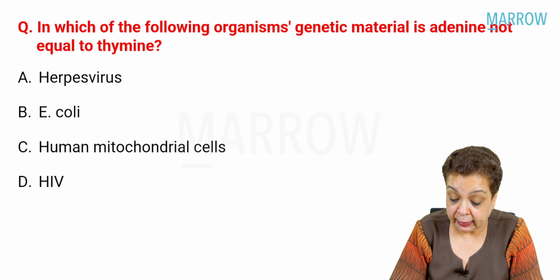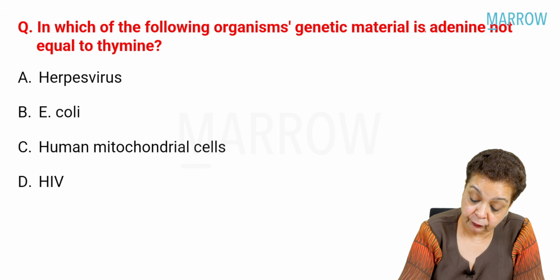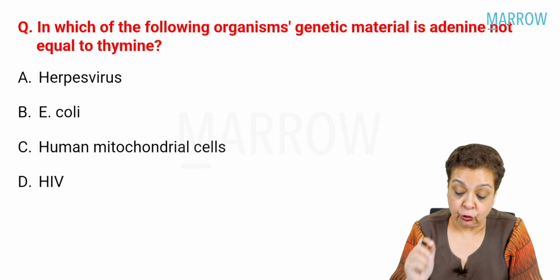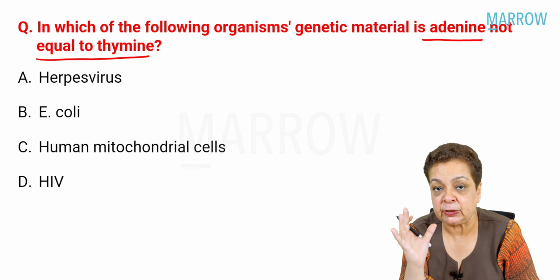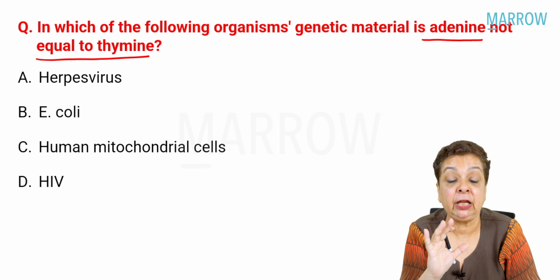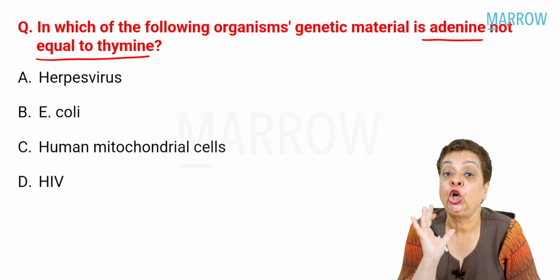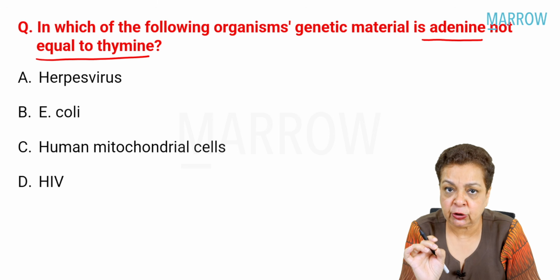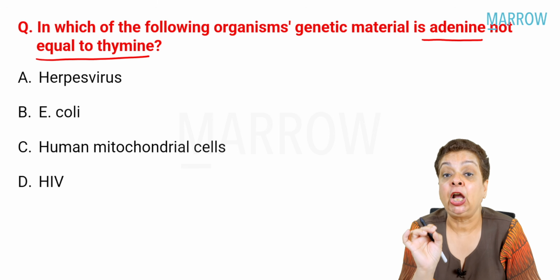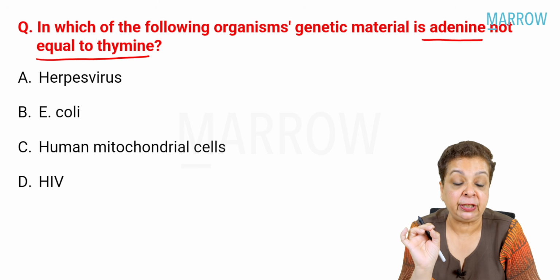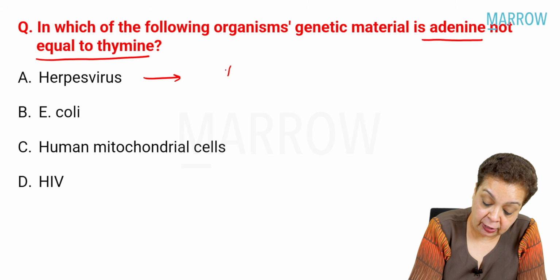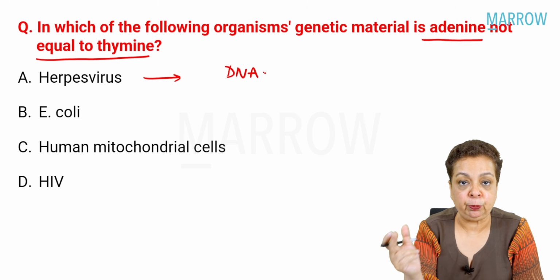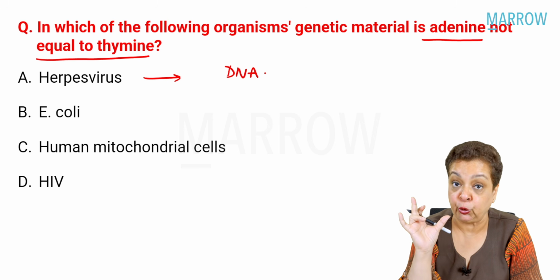In which of the following organisms is the genetic material adenine not equal to thymine? Okay, adenine, generally we know in DNA, what does it pair with? It always pairs with thymine. In RNA, we don't have thymine, we have uracil instead. So this question is an indirect way of asking which of them has the genetic material as RNA, not DNA. Herpes viruses are DNA viruses. The adenine is going to pair with thymine, so obviously both of them are going to be equal.